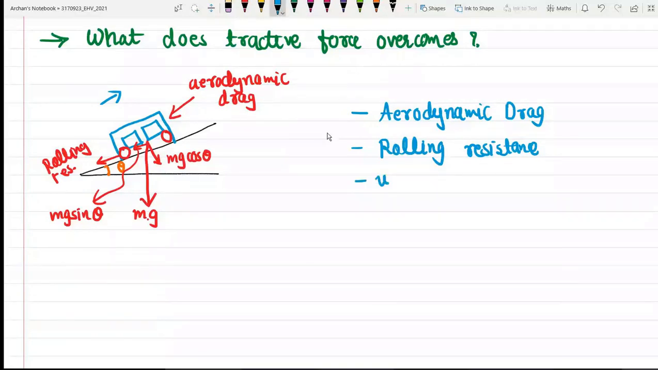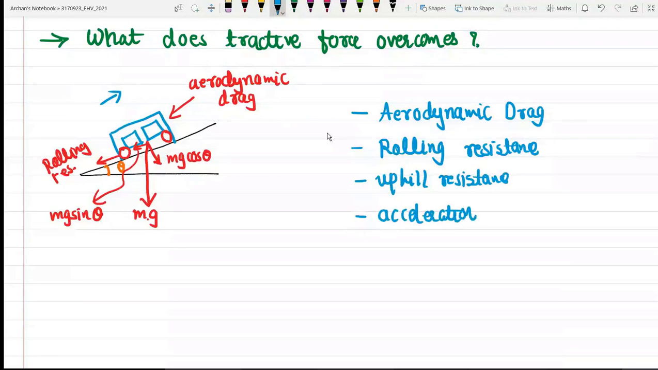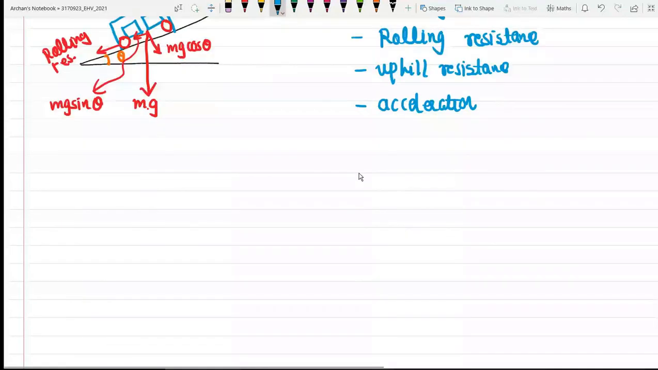So we have this uphill resistance, and finally, to accelerate the vehicle we will require some acceleration force. These are the four forces which need to be overcome by the tractive force of the electric vehicle. So what is the amount of this aerodynamic drag, what is the amount of this rolling resistance, what is the amount of this uphill resistance and acceleration force, that needs to be known to us, right? Coming back to aerodynamic drag, we have already seen the equation of aerodynamic drag.